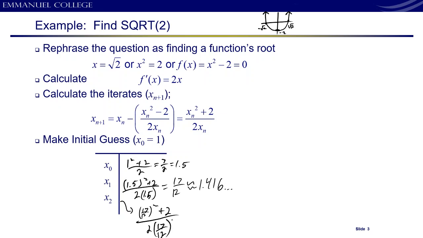Got it right that time. So 17 over 12 squared plus 2 divided by 2 times 17 over 12. That's 577 over 408, which is approximately 1.414215, and so on and so forth.